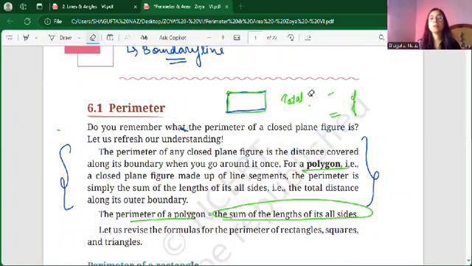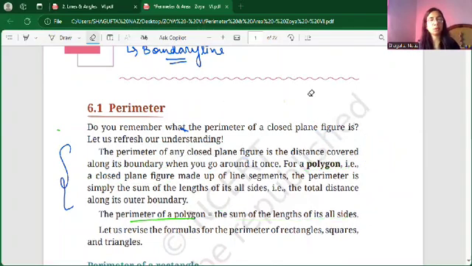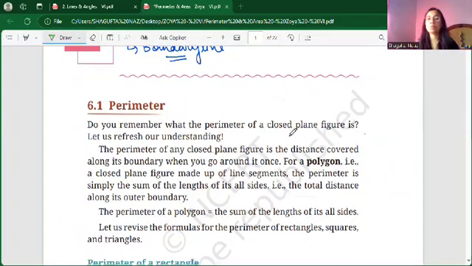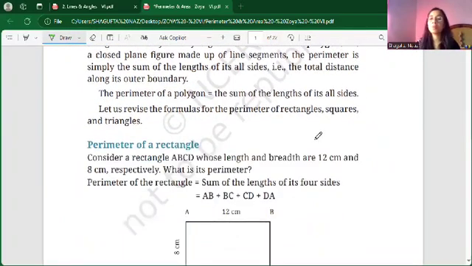All right. So here what we have learned: any polygon is always a closed figure. When we have to find the perimeter of that polygon or closed figure, we just have to find the sum of all the sides of that polygon. Okay, the sum of the lengths of all sides.